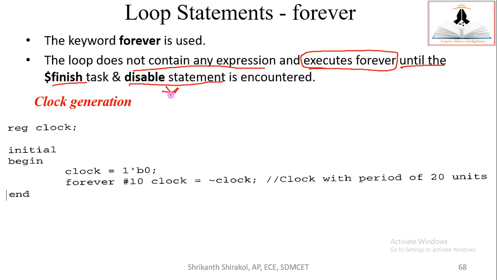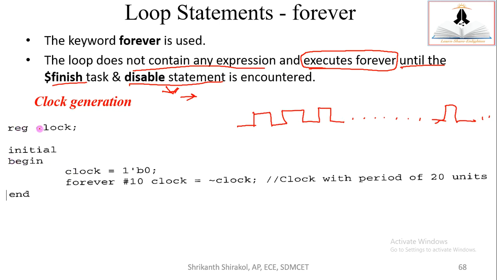So this we will explore in the next session. When these two things are encountered, then only forever statements can be terminated. So this is a forever statement, quite simple. Let me see here. Clock generation: I want to have a clock generation. For example, this is a single clock. I want to continue it forever, until these two things are encountered.